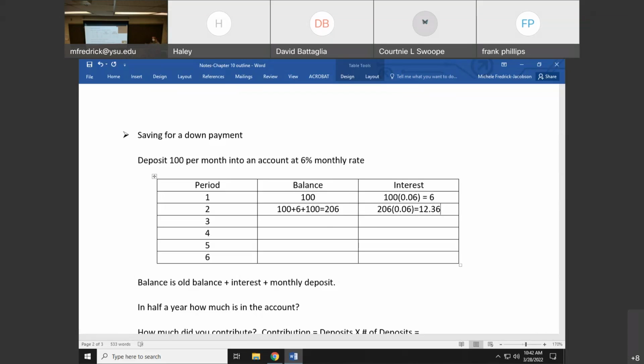So it's a little bit different than the credit card. Everyone sees where I got the 206 and the 1236. Go ahead and find the next year.